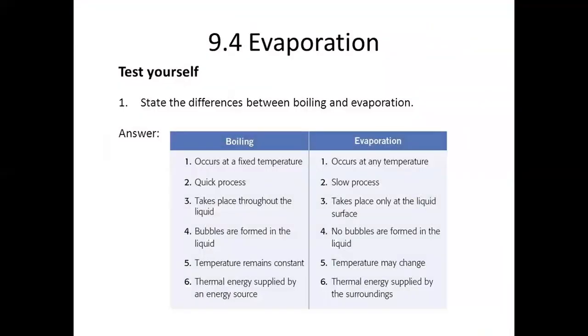Now, we have here, in more detail, more differences between evaporation and boiling. The extra one here is that boiling is a quick process. Evaporation is a slow process. Also, here the thermal energy is supplied by an energy source. Here the thermal energy is supplied by the surroundings. So these are the two extra differences between boiling and evaporation, number 2 and number 6.